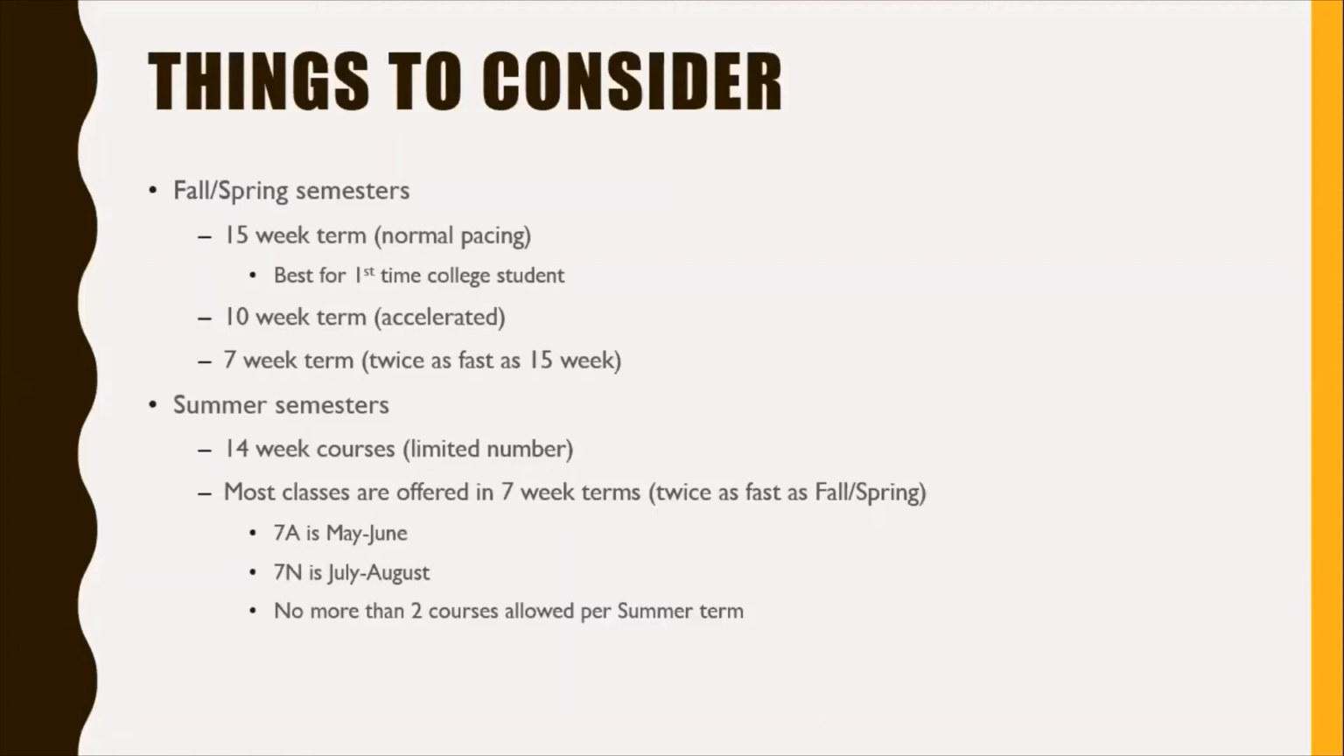If you're considering summer semesters, it's important to know that we have 14-week courses, and there's a limited number of classes offered during the summertime. Most classes are offered in 7-week terms. So these are going to go twice as fast as that 15-week term we talked about. This is going to be 7A, which runs from May through June, and 7N, which runs from July through August. It's important to note that students are not allowed to take more than 2 courses during each summer term.